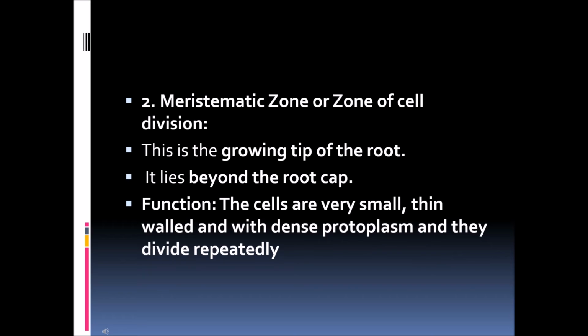The next zone of roots is called the meristematic zone, or zone of cell division. This is the growing tip where the root starts growing, and it lies above the root cap. The cells present in the meristematic zone are very small, thin walled, and have dense protoplasm. So this place is used for rapid cell division.